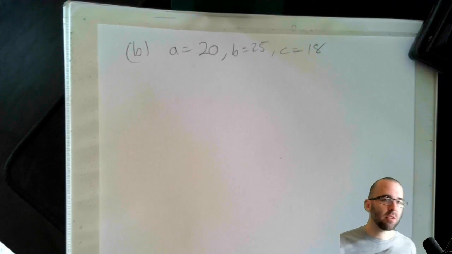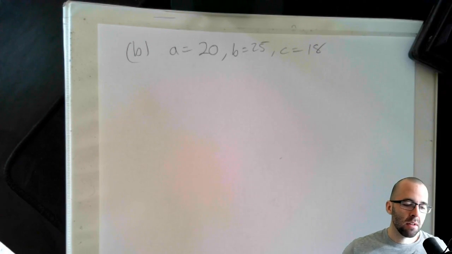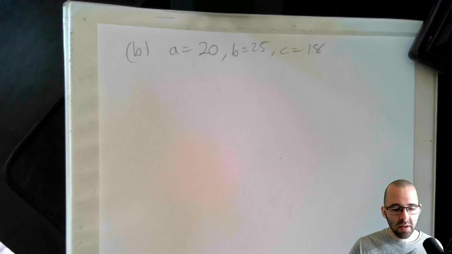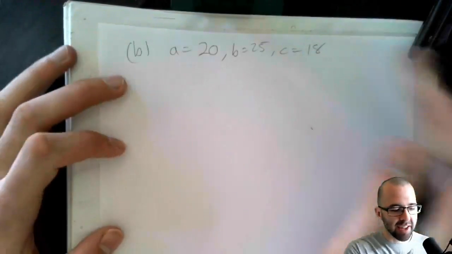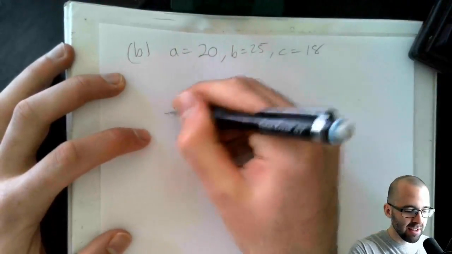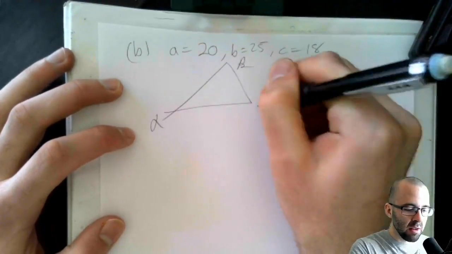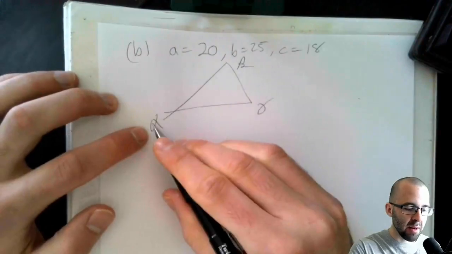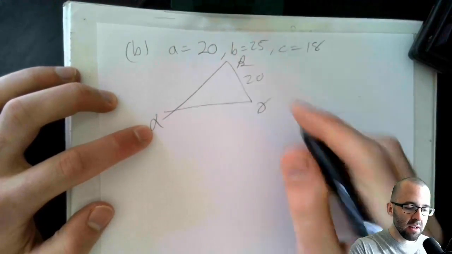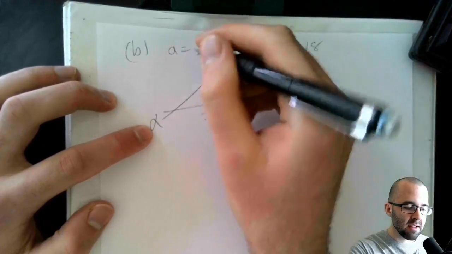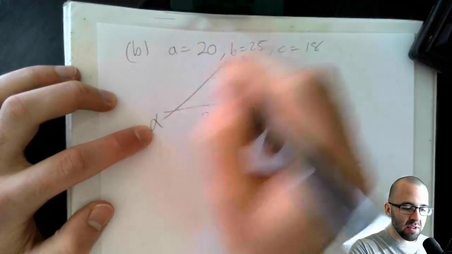So if you want to draw a picture, you can go draw a picture. Okay, but we don't need a picture for this one. But I like pictures. Okay, so I'm going to draw a picture. Just going to draw some triangle. I don't know what it's going to look like. Alpha, beta, gamma. So A is the side opposite alpha. That's 20. B is the side opposite beta, that's 25. C is the side opposite gamma, which is 18.